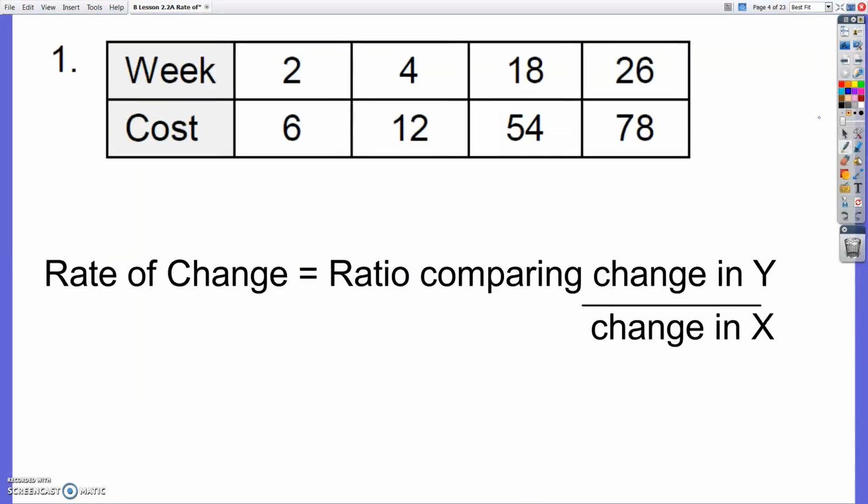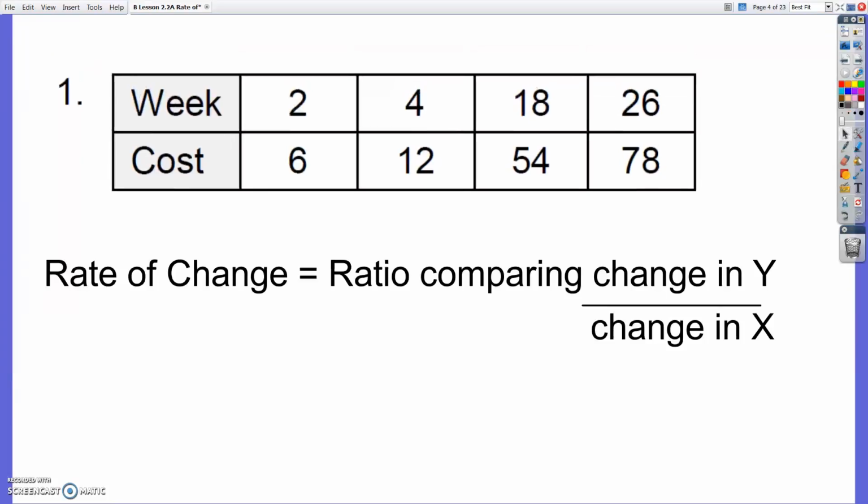We're going to ask, does this have a rate of change? So this is number 1 on your worksheet. So please follow along with me as I solve this. So for a rate of change, it's the ratio, remember, comparing the change in your y value for the change in your x value. So if I were to look at this, week, or time, would be my x value, and here, cost would be my y value.